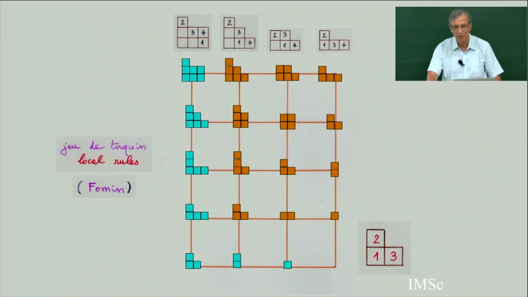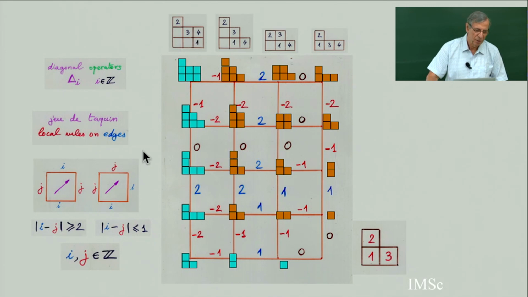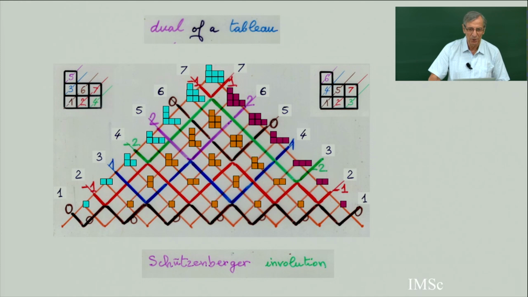And then we have defined the Fomin local rule to explain the jeu de taquin with local rule on the Ferrers diagram on the vertices, and we have transformed this in equivalent form with local rule on the edges, working with some operator adding cell on the diagonal, and this is a representation of the Nil-Temperley algebra. And then we transform this, if you prefer, with color lines, and we define also the dual of a tableau with all these color lines.